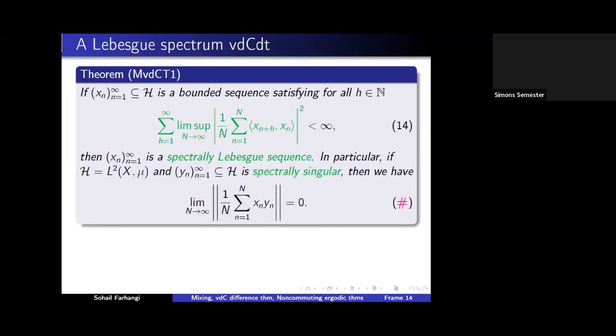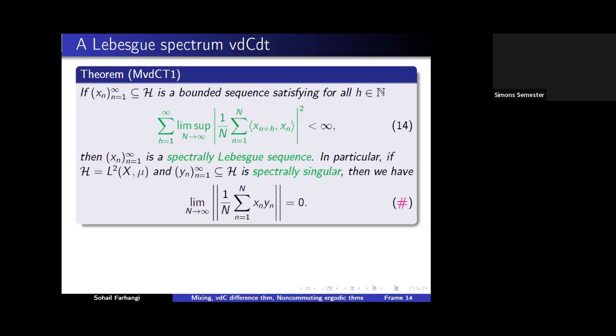Now, what does spectrally Lebesgue mean? Well, let's say that our Hilbert space is L2 of a measure space, because that's usually the Hilbert space we like when we study multiple ergodic averages. And now we take another bounded sequence that's spectrally singular. I haven't defined this, but basically, as we're going to see in the future slides, if y_n is generated by a measure preserving system that has singular spectrum, then y_n will be spectrally singular. So it's very easy to generate these sequences y_n, even though I haven't given you a precise definition.